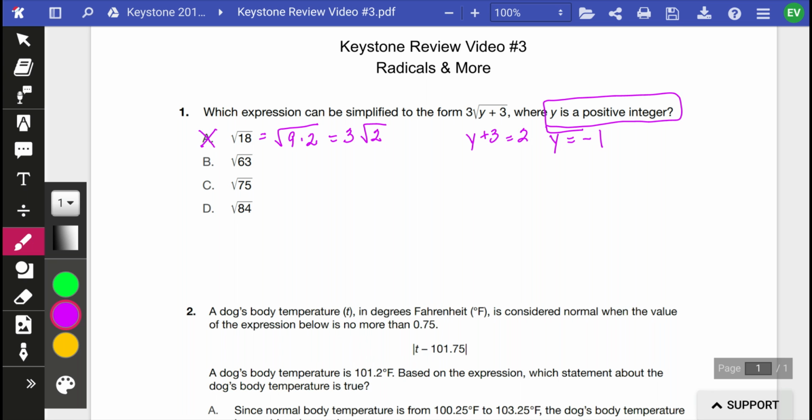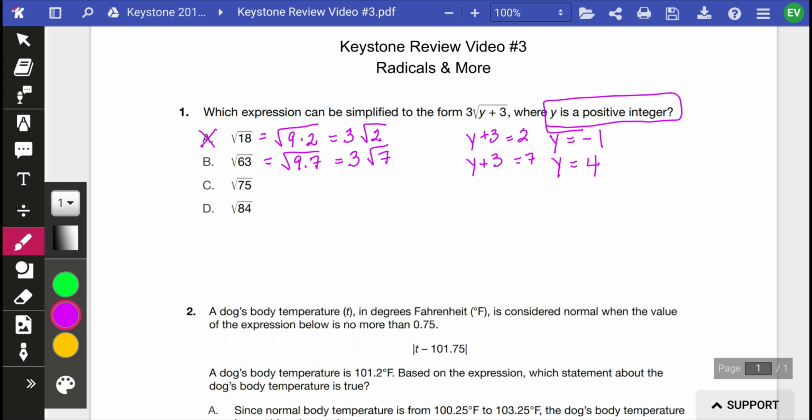Then we look at the square root of 63. 63 is the same as 9 times 7. The square root of 9 again is 3, so we can pull that out, times the square root of 7. And if we do y plus 3 equals 7, then y must be 4. So B checks out. Let's just check C and D before we move on.